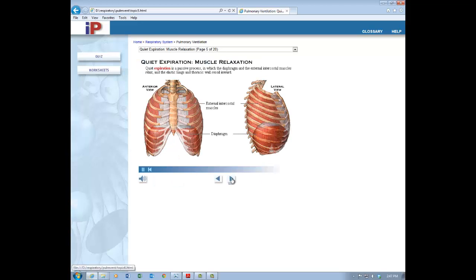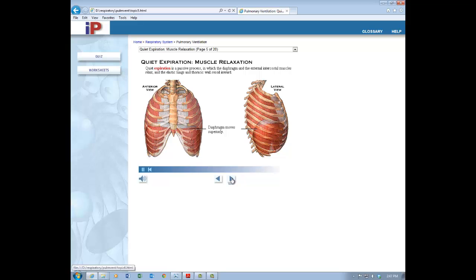Quiet expiration is a passive process in which the diaphragm and the external intercostal muscles relax, and the elastic lungs and thoracic wall recoil inward. As the diaphragm relaxes, it moves superiorly. As the external intercostal muscles relax, the rib cage and sternum return to their resting positions.